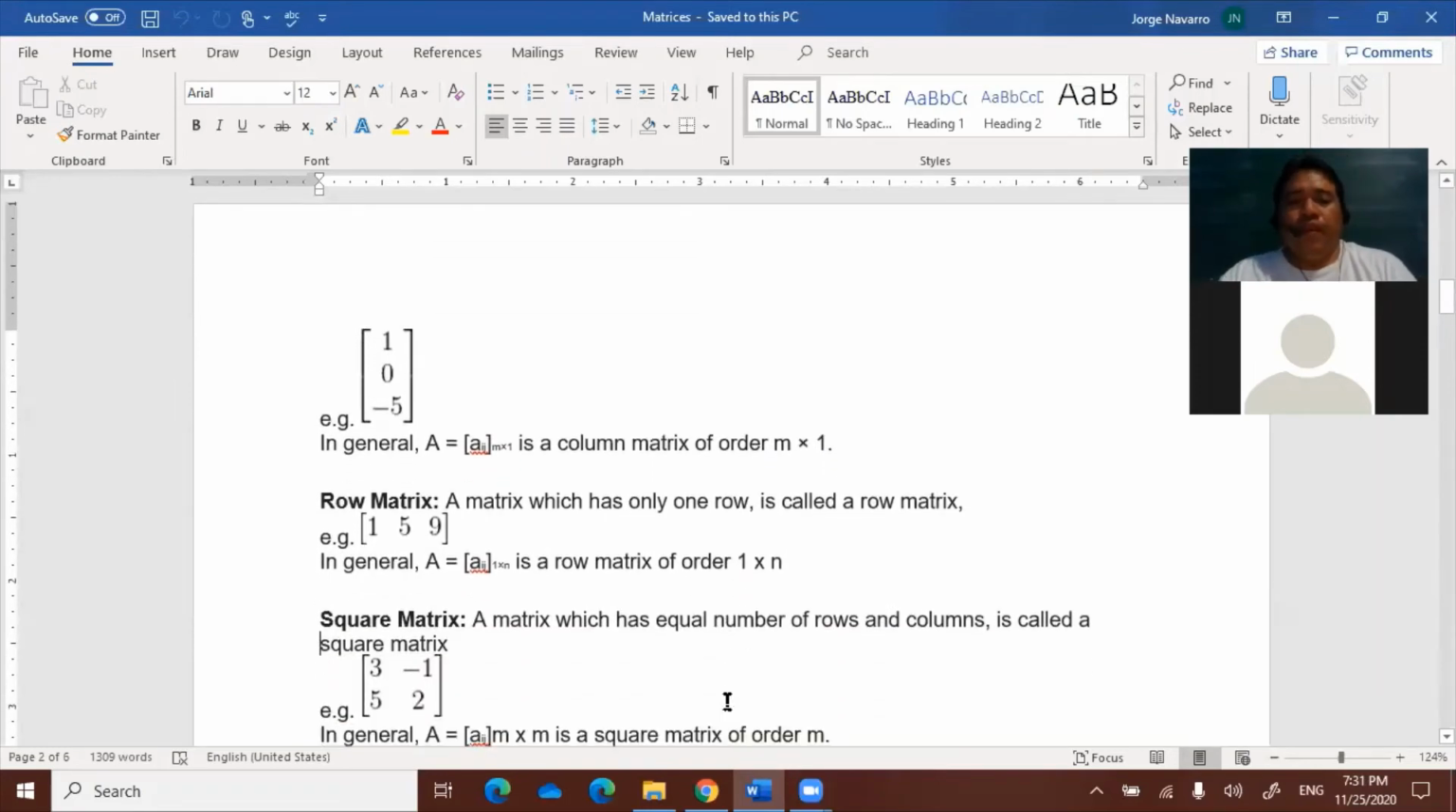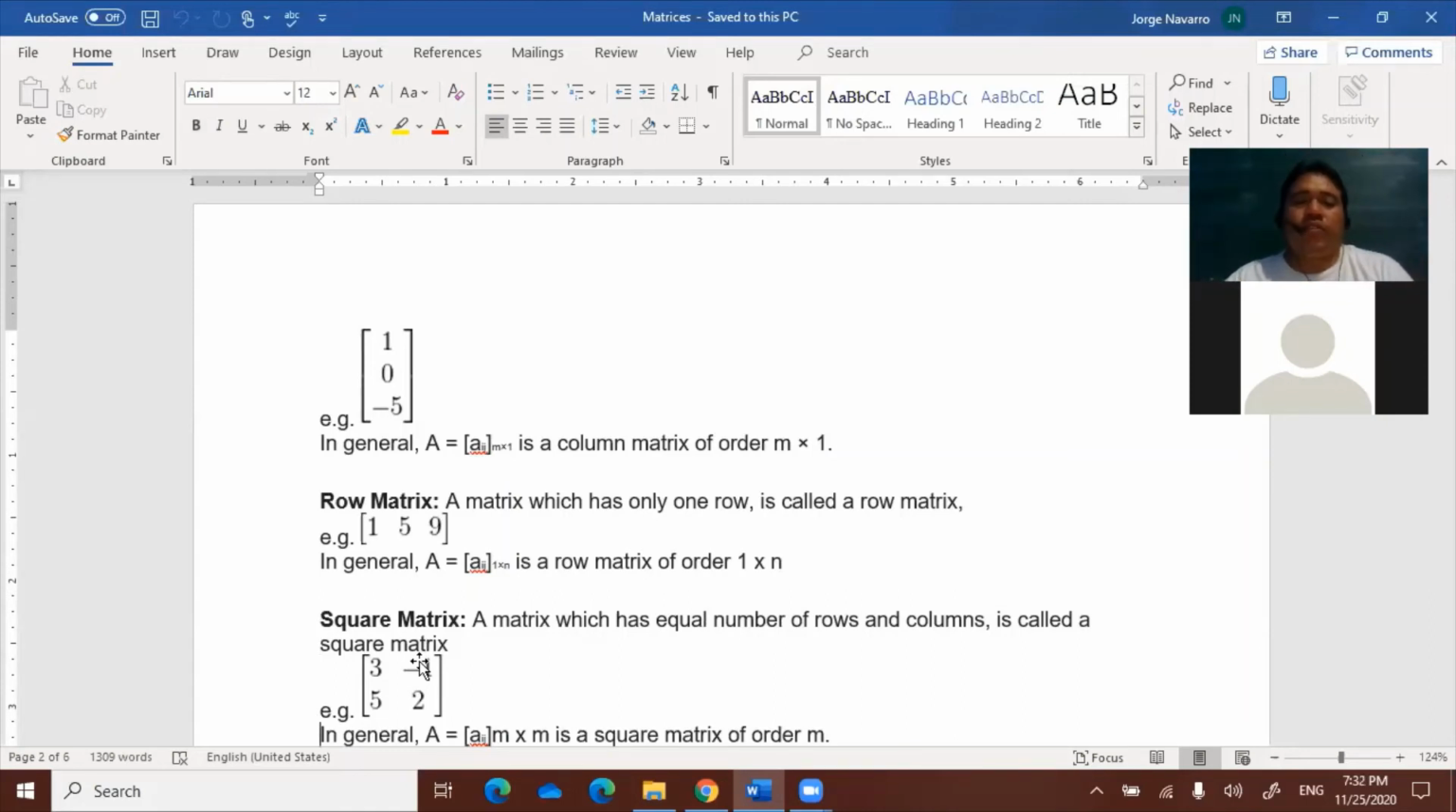The third type of matrix is called a square matrix. A matrix which has an equal number of rows and columns is called a square matrix. Meaning, if I have a 1 by 1, it's a square matrix. If I have a 2 by 2, it's a square matrix. If I have 3 by 3, 4 by 4, or 5 by 5, it's a square matrix. Once the number of rows and the number of columns is the same, then we have a square matrix.